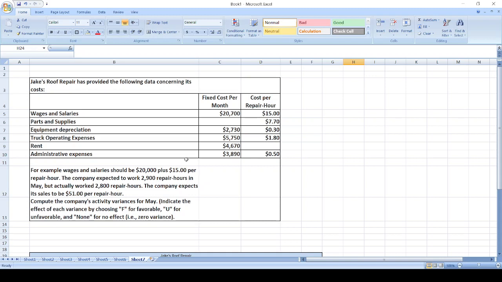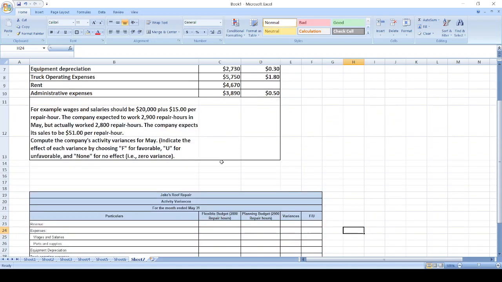The company expected to work 2,900 repair hours in May, but actually worked 2,800 repair hours. The company expects its sales to be $51 per repair hour. Compute the company's activity variances for May.